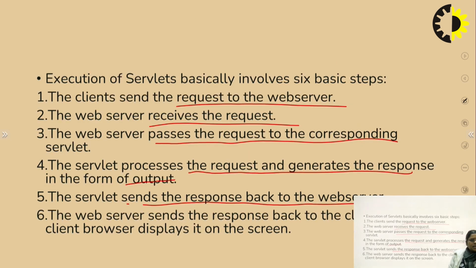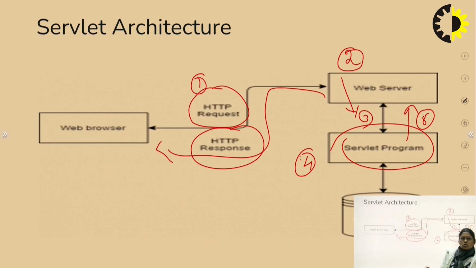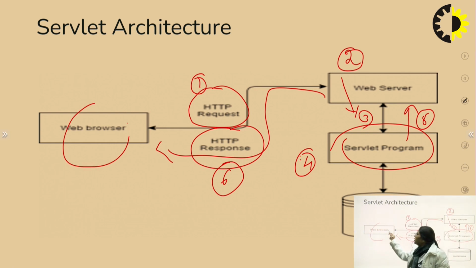After that, in the sixth step, the web server sends the response back to the client. The web server now sends the response back to the client, and the client browser will display it on the client screen. So this is your sixth step: the response goes back to the client, and then the client displays this response on the screen.